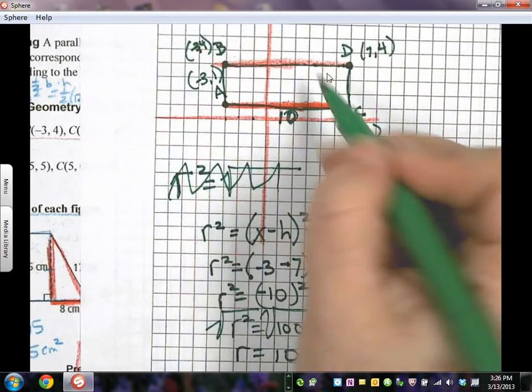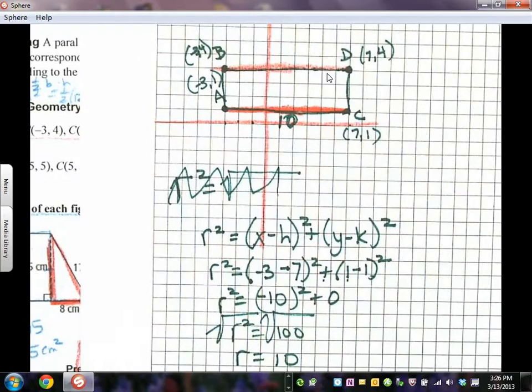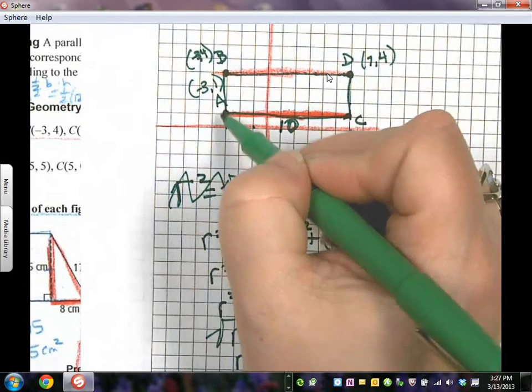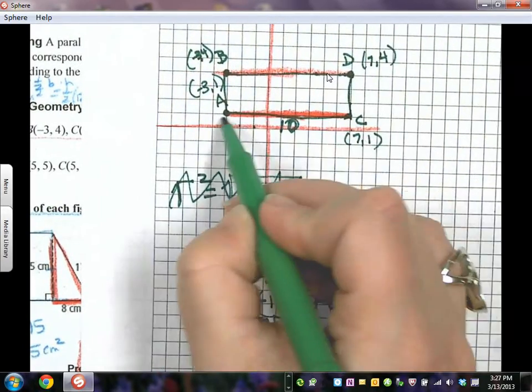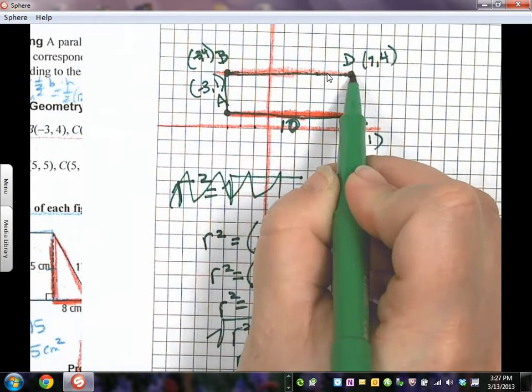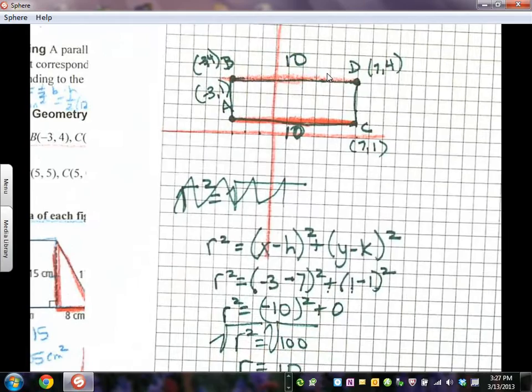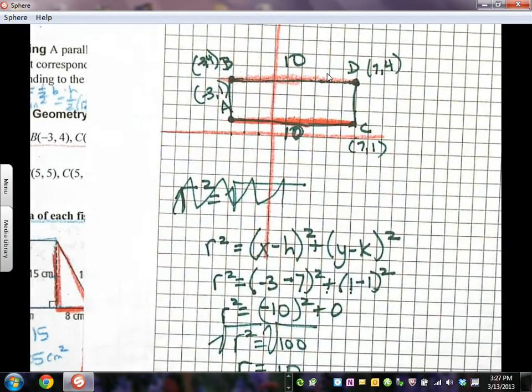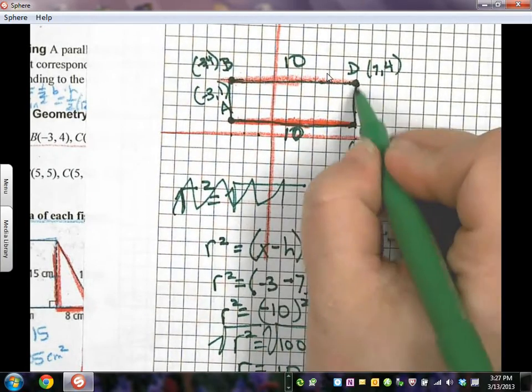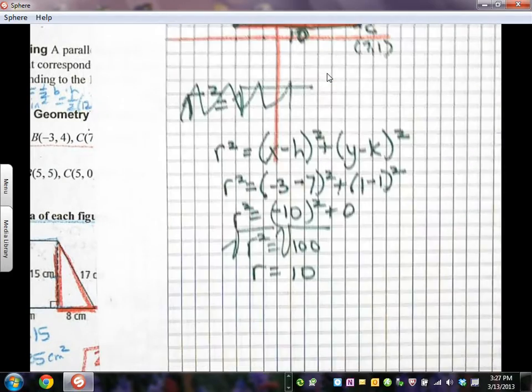And now we need to find the length of the other sides. As I look at this, I can tell that this top line is the same distance, and I'm sure you guys can see that too. So rather than going through and doing the distance formula for all of them, I'm just going to show you that that's 10. But let's do the distance formula right here for D to C.